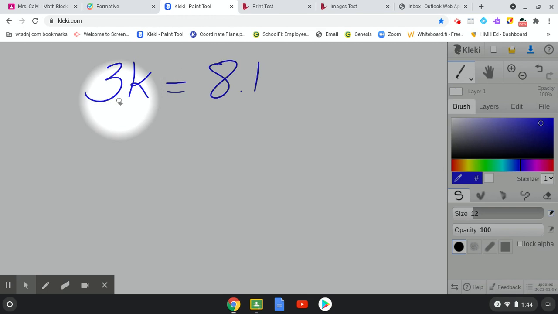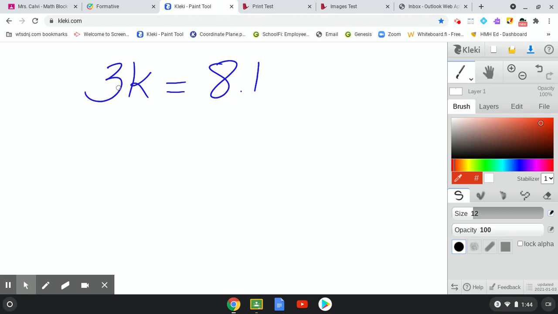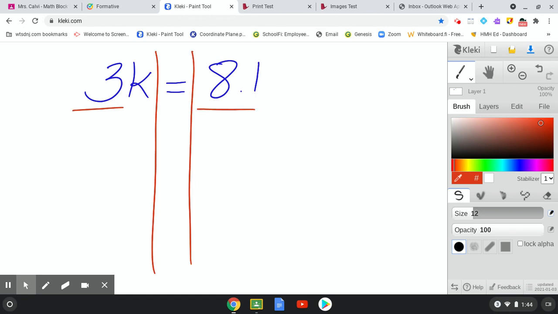So we want to get rid of whatever's with our variable, and we have a number right next to a variable. That means it's multiplication. In order to solve, we have to do the opposite operation. The opposite of multiplication is going to be division. So we are going to divide both sides by what we want to get rid of. We want to get rid of that 3, so we're going to divide both sides by 3. The 3's on the left cancel. We have our variable by itself. That's what we want.